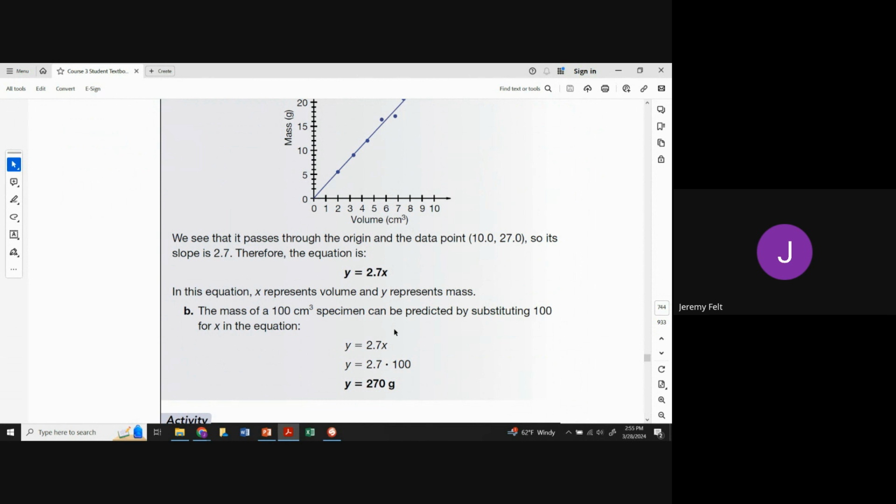All right, so if we have our line of best fit, then we put in 100 for x. Since it's linear, we put in our input and get our output with 2.7, if that's what you had for your slope, times 100 for x. 2.7 times 100 is 270 grams.